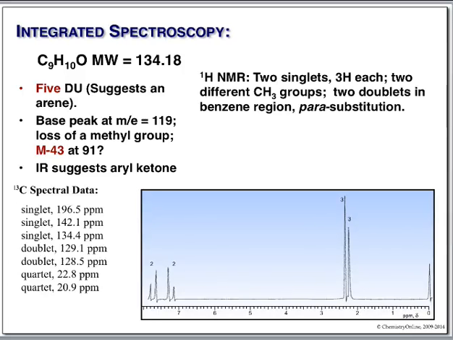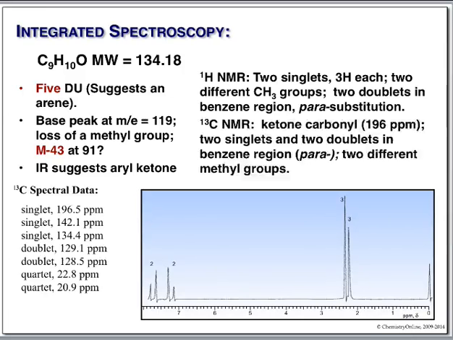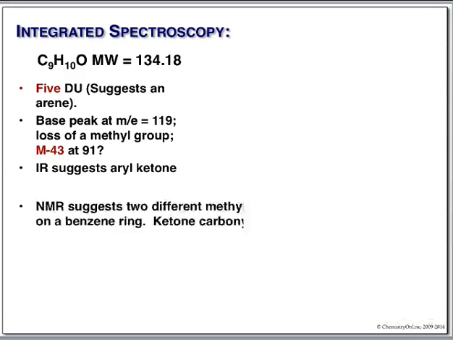And finally, we have 2 quartets down here. Again, 2 different methyls. All right, put it all together. We know we have a ketone. The M-43 makes sense if it's an acylium ion that we're clipping out, right? This would also give us the isolated methyl next to a carbonyl.